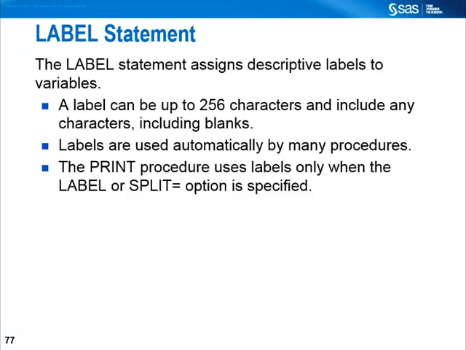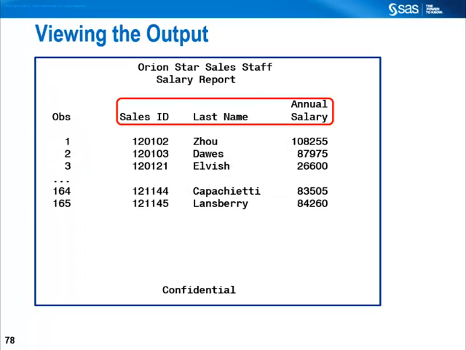Let's know more about the label statement. The label statement assigns descriptive labels to the variables. A label can be up to 256 characters and include any character including blanks, whereas a variable name can only be 32 characters long. So labels are used automatically by many procedures, which we will also see in future. The print procedure uses label only when the label or split option is specified.